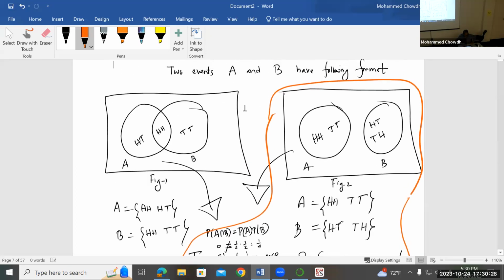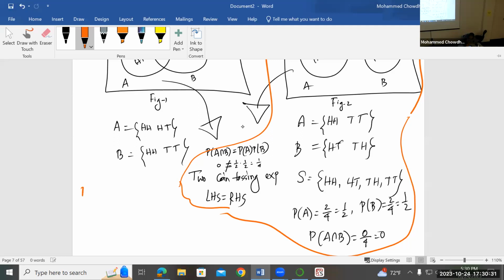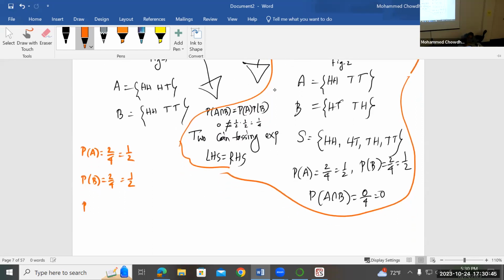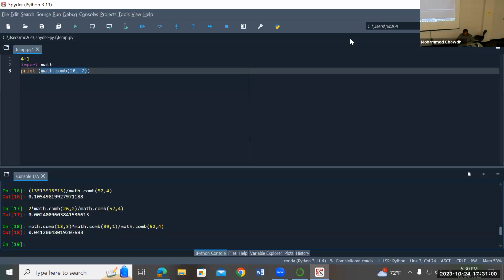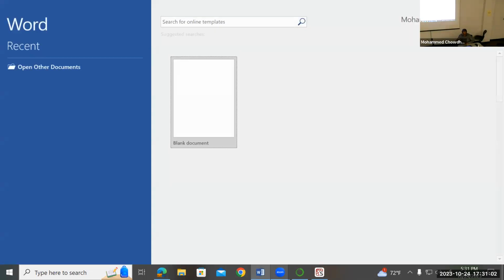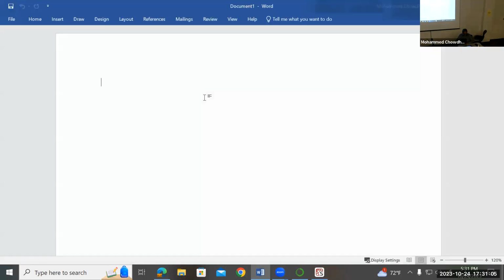Now take a look at that one. In this one, probability of A equals 2/4 equals half. Probability of B equals 2/4 equals half. Now check probability of A and B. What is common? Only one sample point, right? A and B has only one sample point common, right? So that has only one sample point common.